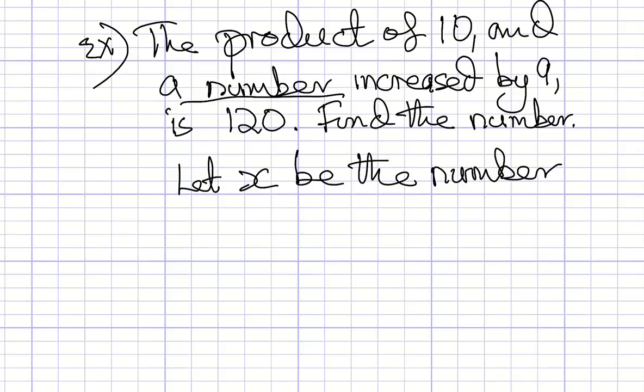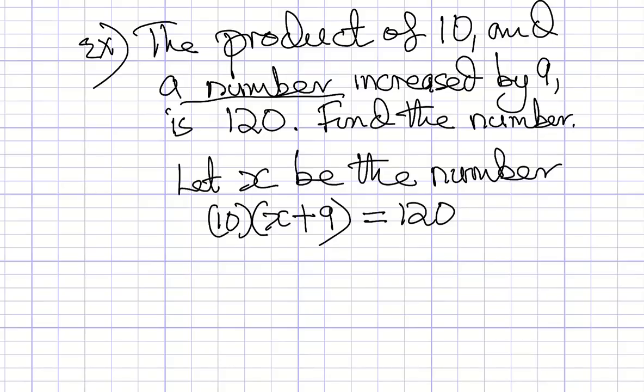So what did he say? The problem says 10 times a number, and the number is increased by 9. So you say x is increased by 9. That's what that means. And then the whole thing is equal to 120. That's what they're saying. You have to just read it carefully. That's what it's saying there.